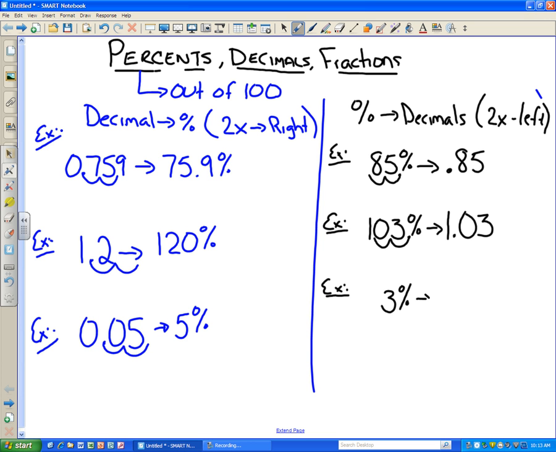A very small percentage is going to tell me that I'm going to have a really small decimal. So again, the decimal comes at the end, move it 2 spots to the left, add a 0 as a placeholder, and we would get 3/100ths.